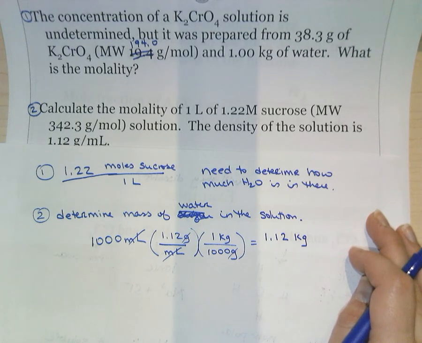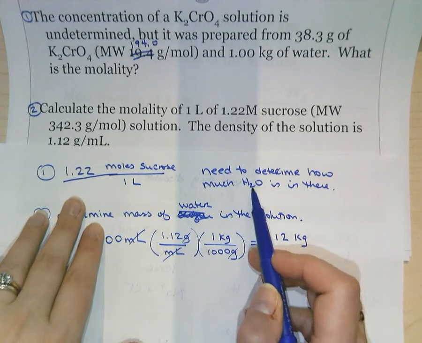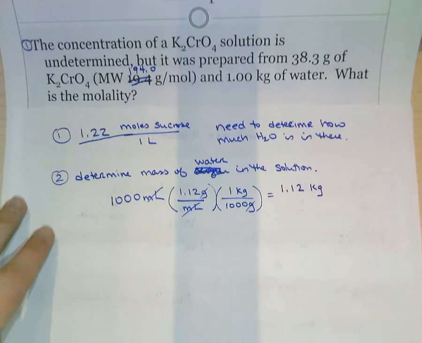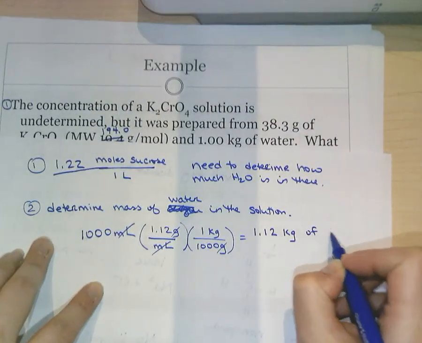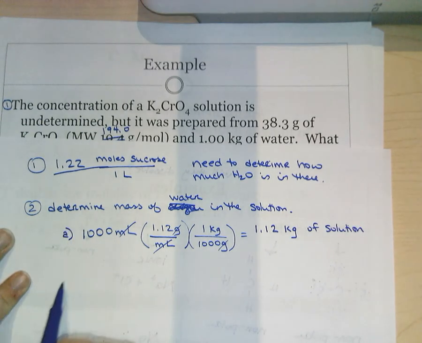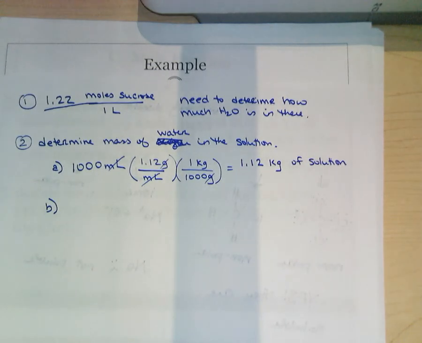Now I need to figure out how much just water is in there. So I guess we'll make this 2 kilograms. Call it 2A and 2B. So I know the whole solution weighs 1.12 kilograms. All right, and the solution is made up of water and sugar, sucrose. So if I don't know the moles of water, I can't figure out how much just water is in there. I do know how many moles of sugar is in there.